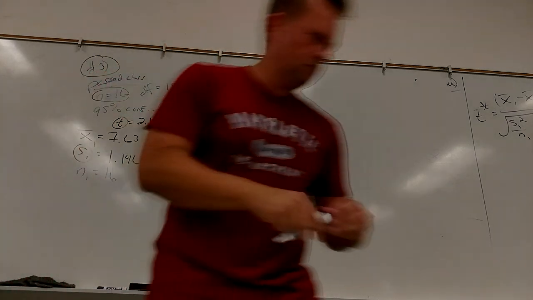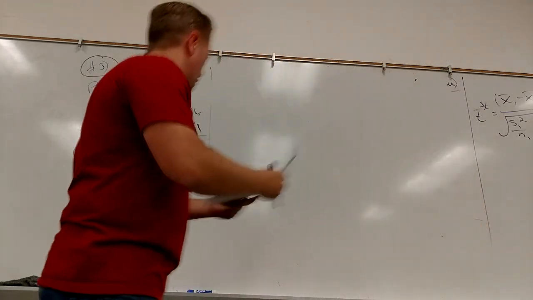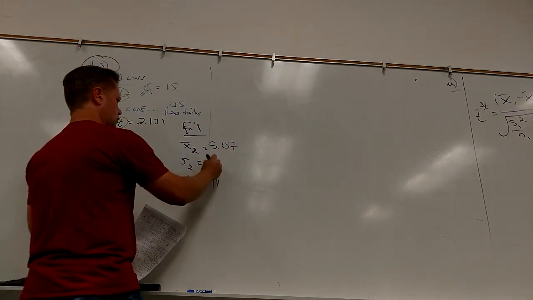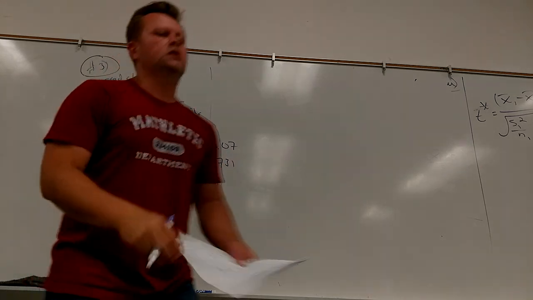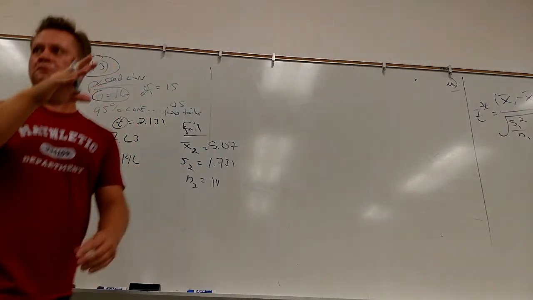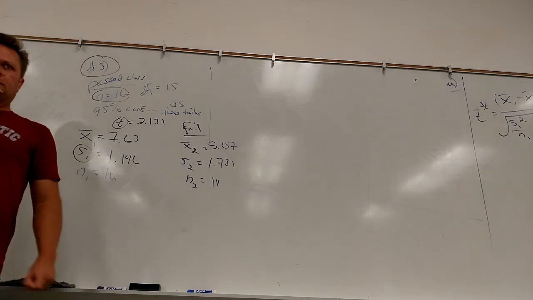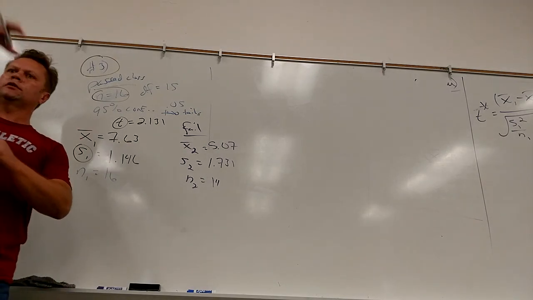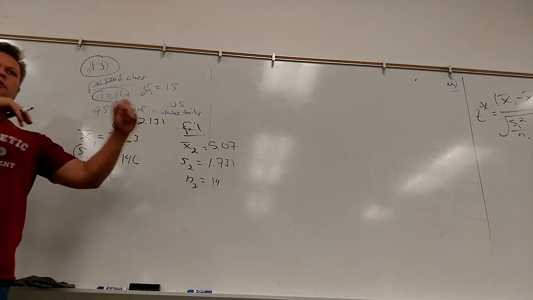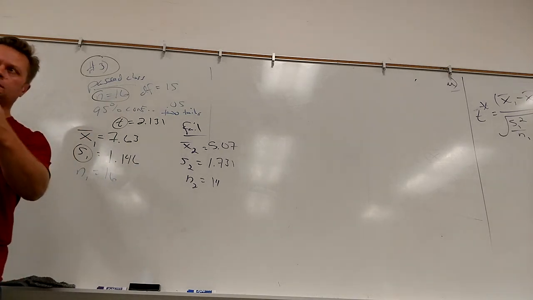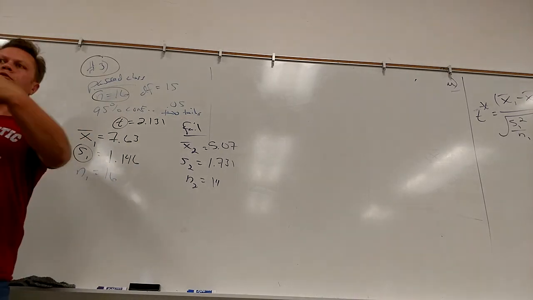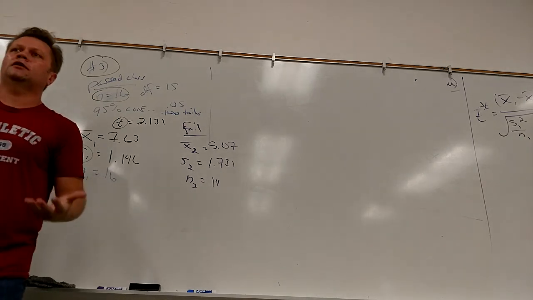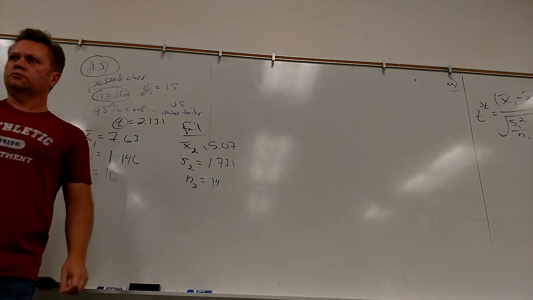N2 is 14. X bar 2 is 5.07. S2 is 1.731. All right, so to talk about number 6, we have to know all these. Right? So talking about number 6, it says, do a hypothesis test on the claim that the means are equal. We already saw that the confidence intervals seem to say that they're not, because they don't overlap. So our hypothesis test more than likely should say, reject the claim that they're equal.